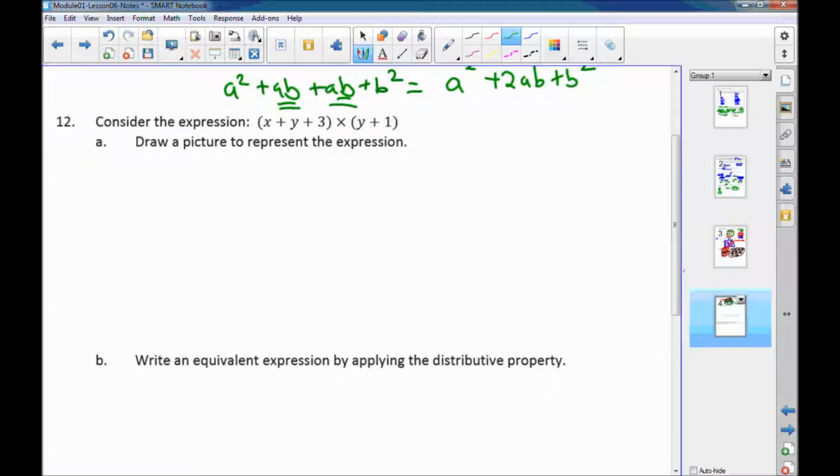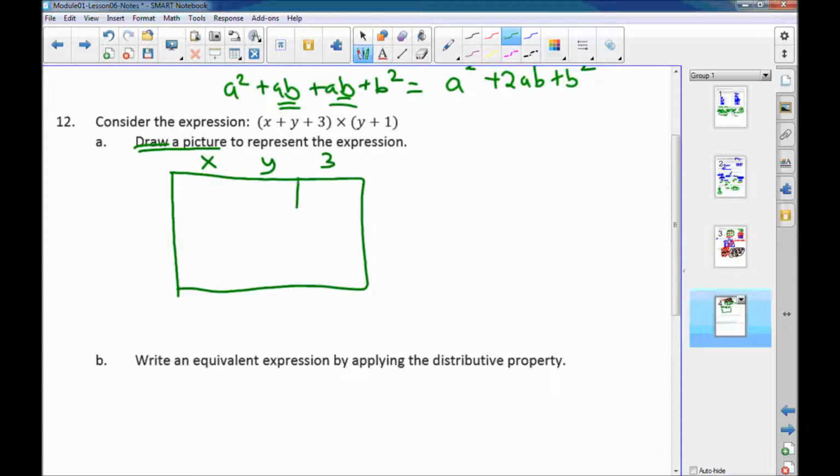Now, number 12, consider x plus y plus 3 times y plus 1. So we're going to do our tabular method. I think that's the easiest one, and that's what it asks us to do, is draw a picture for this one. So this is x, y, and 3. And by the way, it doesn't matter whether you make that the top of the table or the side of the table. You're still going to get the same answer in the end. And then this is y and plus 1.